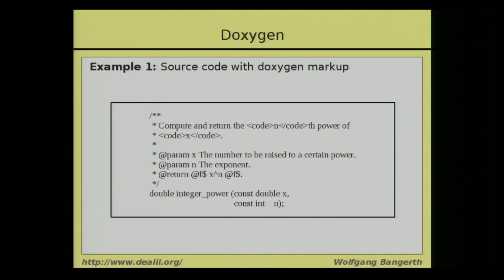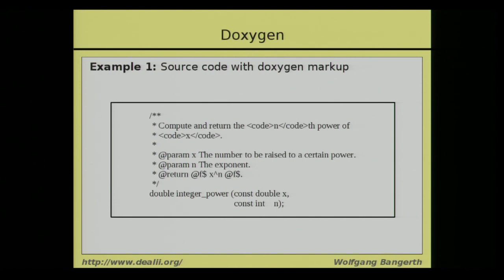Here's an example of a very simple function, let's say integer power. What I want this function to do is that it takes a double x and an integer n, and that it returns x to the n. So what I should do is write right in front of this function a comment that explains exactly what it does and what the meaning of these arguments is. It's maybe a little bit difficult to see here because there is so much markup. Typically there's not that much markup.